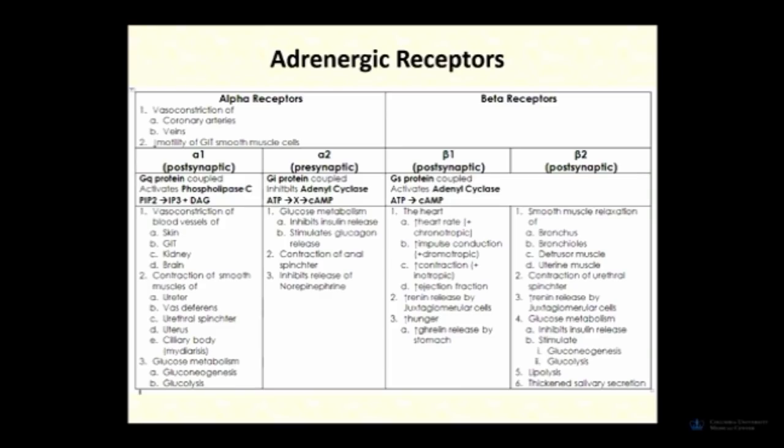And then the beta receptors, both beta 1 and beta 2, are both postsynaptic. So there's only one presynaptic receptor that we're talking about in the adrenergic receptors, and that's alpha 2.